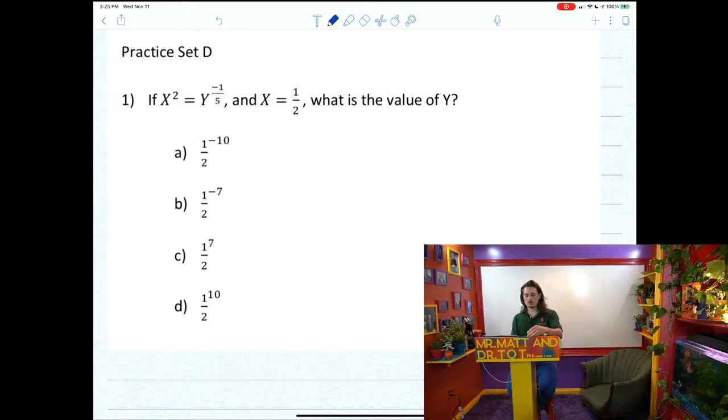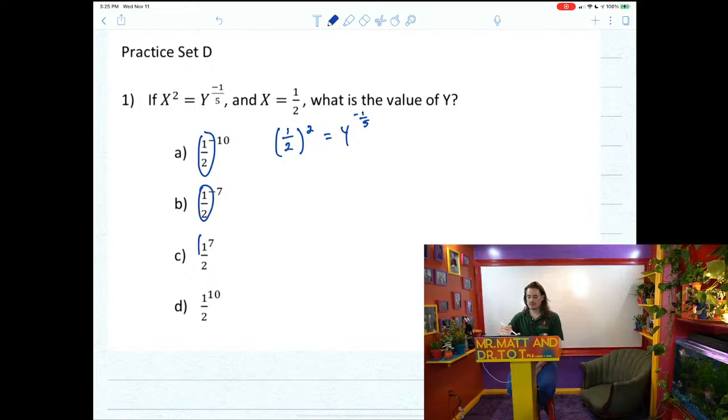Okay, so if we substitute 1/2 in for x, then we're going to get (1/2) quantity squared is equal to y raised to the negative 1/5 power. If you look at your answer selections, you'll notice that they all are in terms of a base of 1/2. That's a clue that you don't want to change your base.